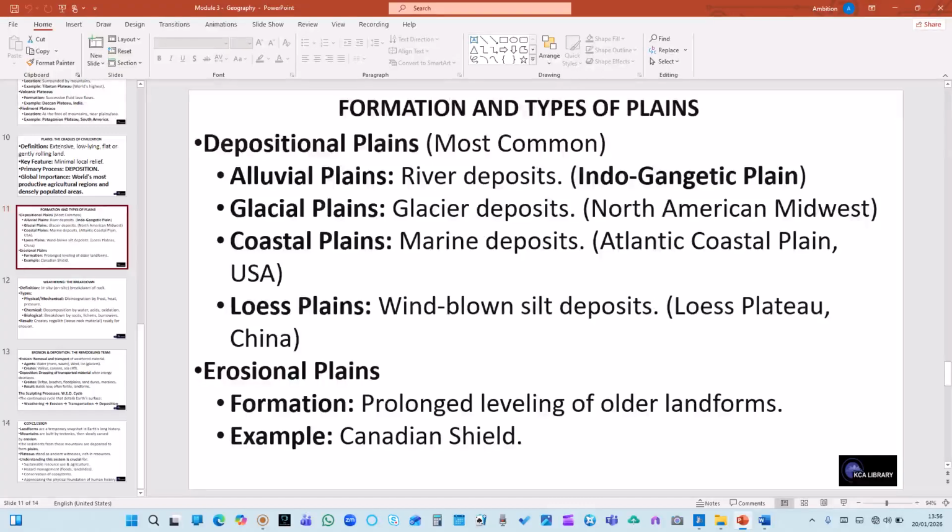Then we have erosional plains. These are the ones that are caused by erosion. The formation is the prolonged leveling of older landforms. An example is the Canadian Shield.